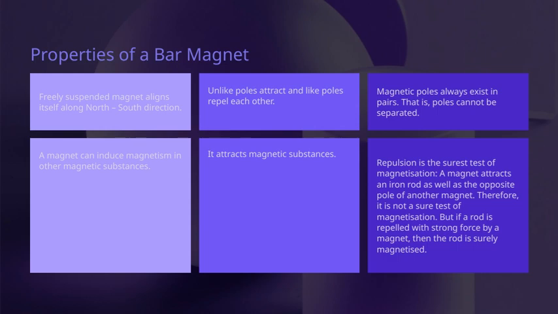However, if a rod is strongly repelled by a magnet, that is a clear indication that the rod is indeed magnetized. Repulsion is a more reliable sign because only magnetized objects exhibit that kind of repulsive force.